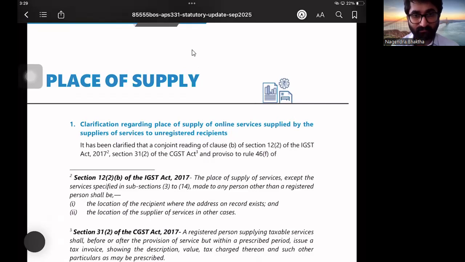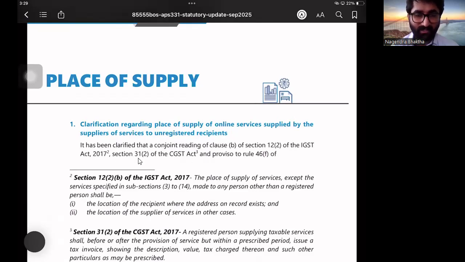It has been clarified, read with section 12, subsection 2, clause B, section 12.2 of the IGST Act. 12.2 is the general rule for place of supply. 12B is, if the person is an unregistered person, then if the address is available, then his address. If the address is not available, then the supplier's place will be the place of supply.